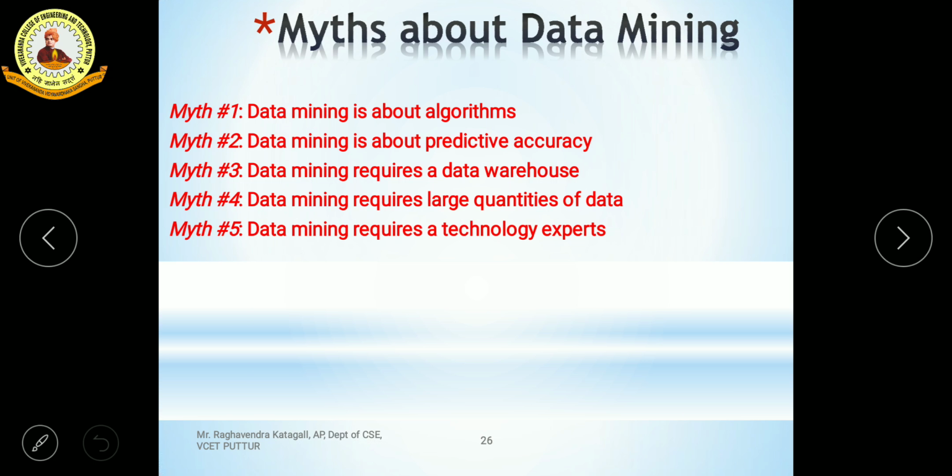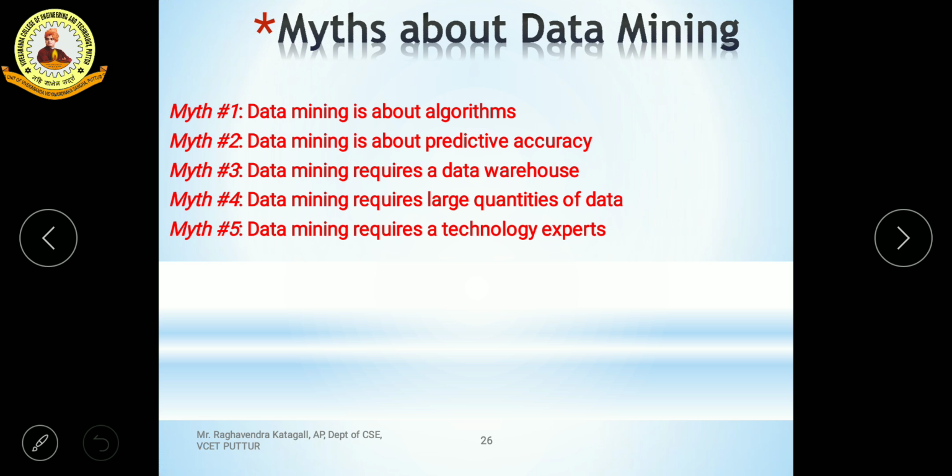Okay, then coming to myths about data mining. So these are some of the myths. This is not an important question, but it's there in your syllabus, so we are discussing. Myth 1 is data mining is about algorithms. No, it is not about algorithms, but it is the way in which we mine the data, in which we predict the future of an organization using data. Then data mining is about predictive accuracy. It is not only about predictive accuracy, it has other things too.